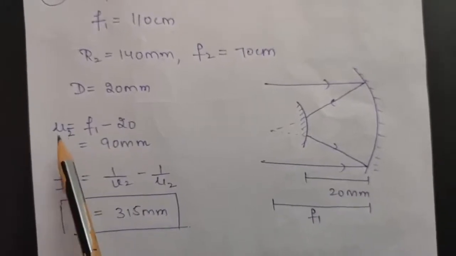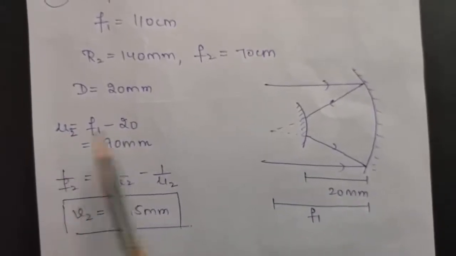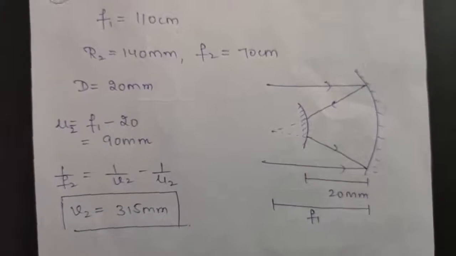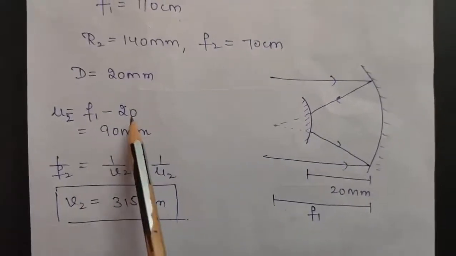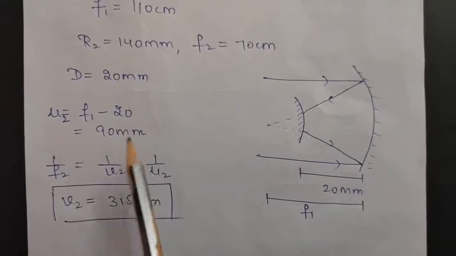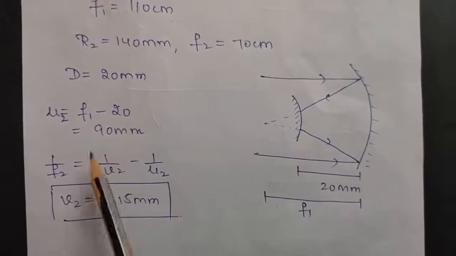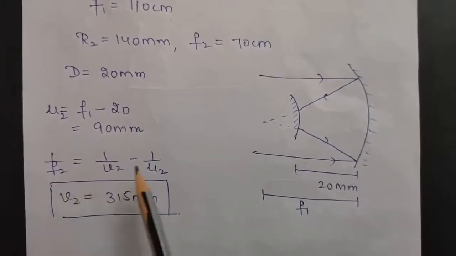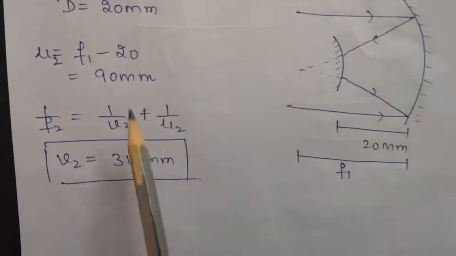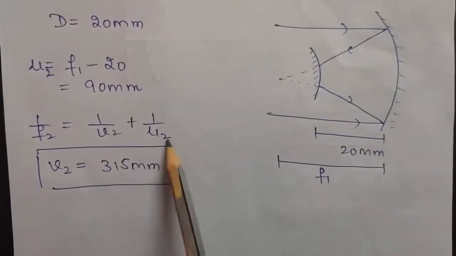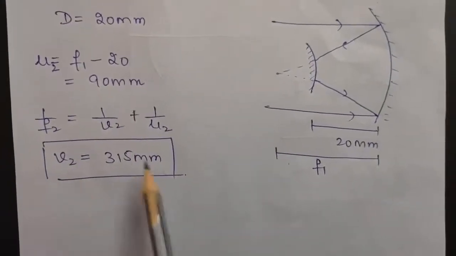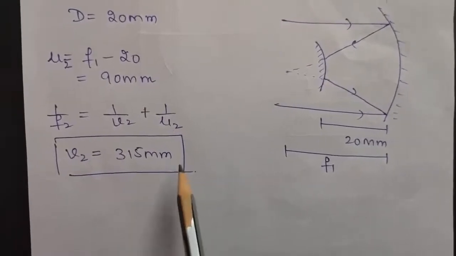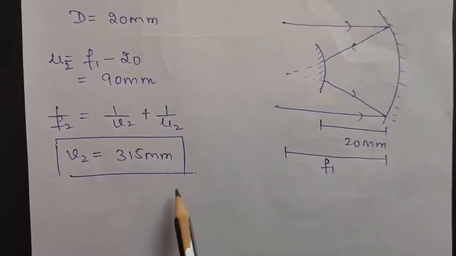So U2, that is the distance of object for your second mirror, will be F1 minus 20, that is 90 centimeters. So now you know U2, you know F2 already given in the question, use the mirror formula. Use the mirror formula and you can easily calculate the position of image, that will come to be 315 centimeters. Okay.